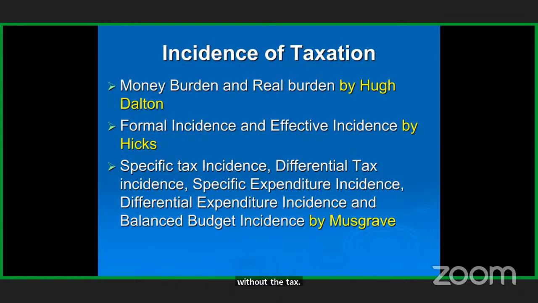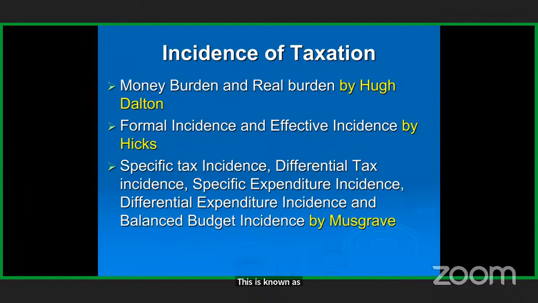So here it points out that the effective incidence refers to all these different economic consequences which result from the imposition of each tax and which change the pattern of production, demand for the goods and services, allocation of resources, volume and direction of savings and capital formation. This is known as effective incidence.